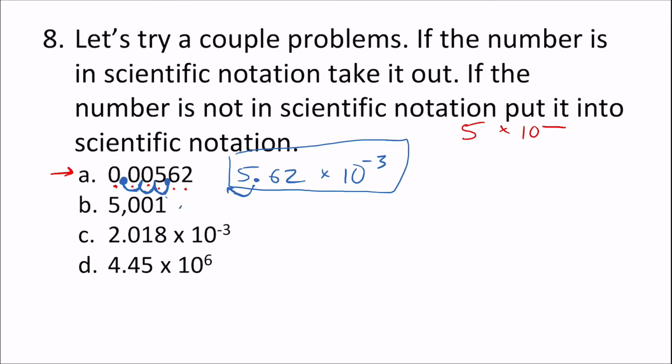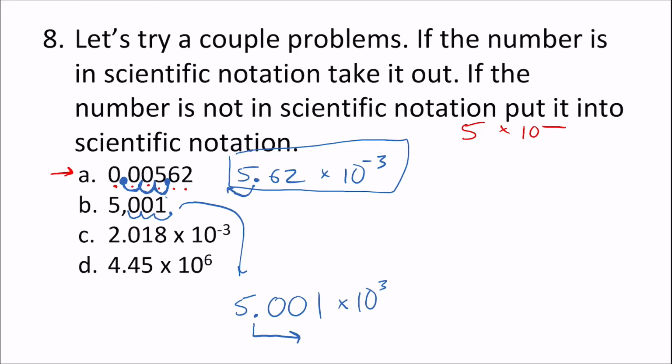Now let's look at the next one, B. We have 5,001 here. Where's the decimal place for this one? Yeah, exactly. The decimal place is after the 1. So it's over here to the right of the 1. And we need to make this 5,001 all the way down to 5. So in this case, we moved it also 3 times, right? So now it's going to be 5.001 times 10. And in this case, because if we wanted to take this out of scientific notation, you would move it to the right, this would be positive. So it's going to be to the third.